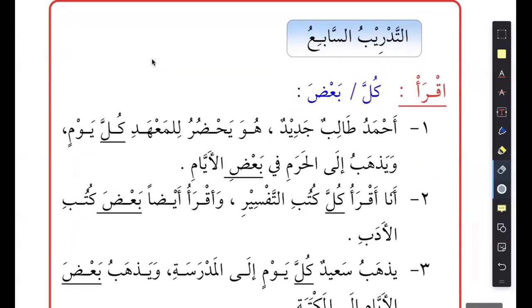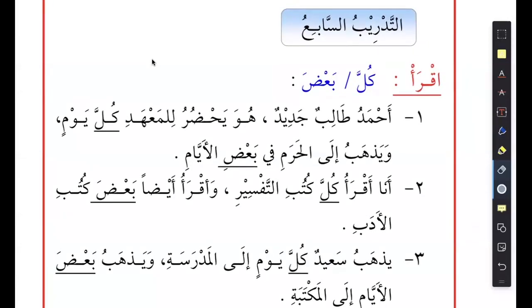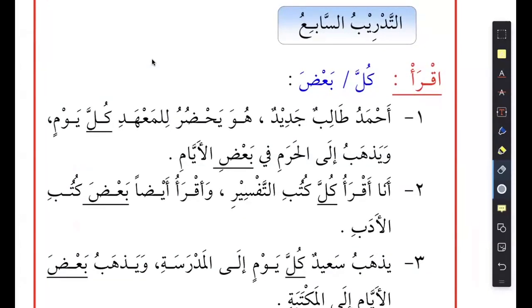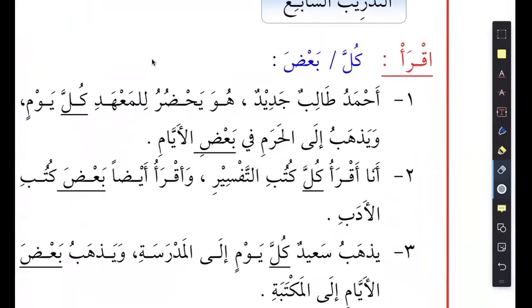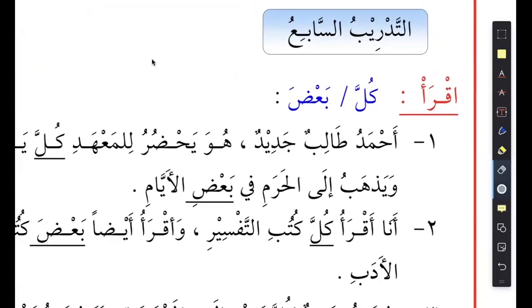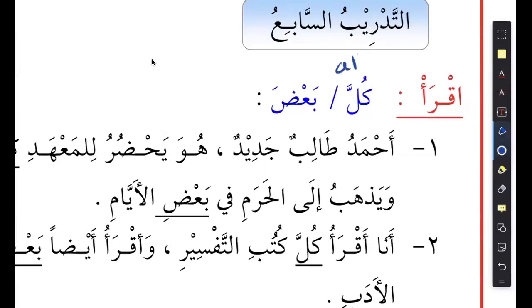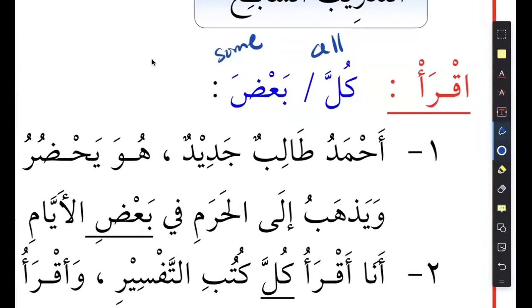Next exercise is التدريب السابع, the seventh exercise. It says اقرأ, and then we have كل and بعض. So this exercise is about the usage of كل and بعض. These two words usually will come as مضاف مضاف إليه. كل means all, and بعض means some. So in English, we say all of something or some of something. Okay, I read all of the book or some of the book. So that's why this "of" is always there, though it's not necessarily always there.